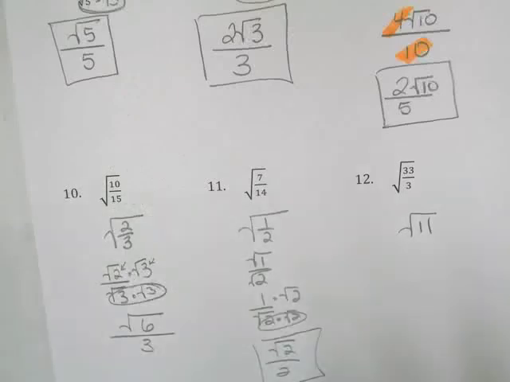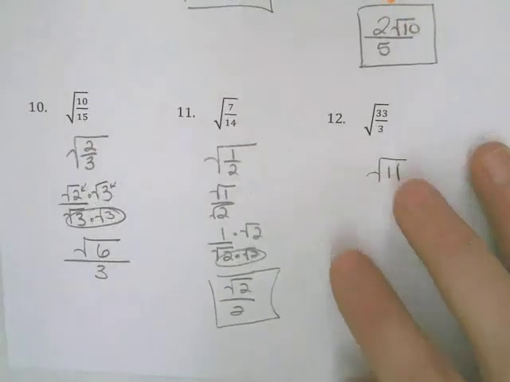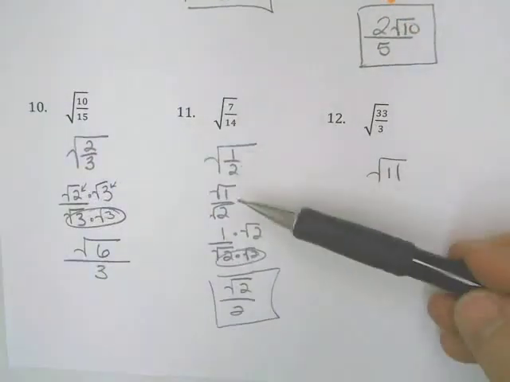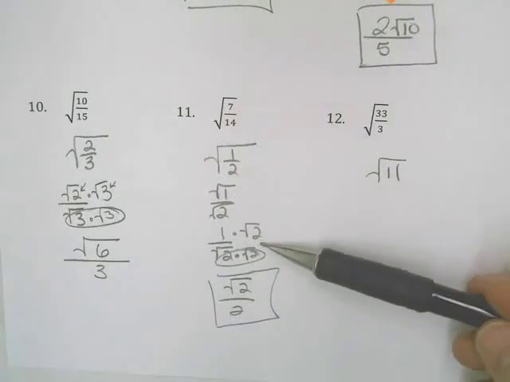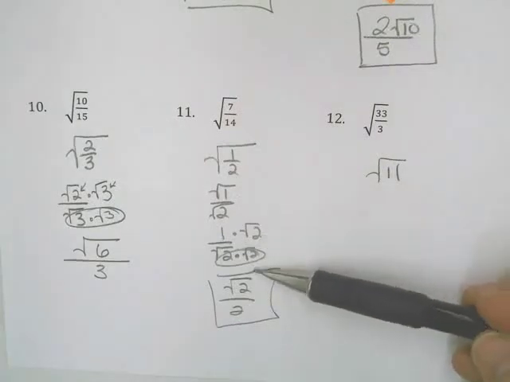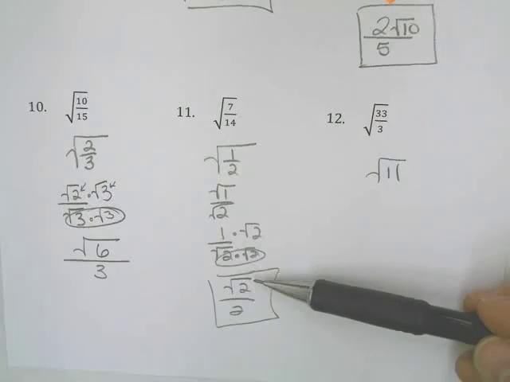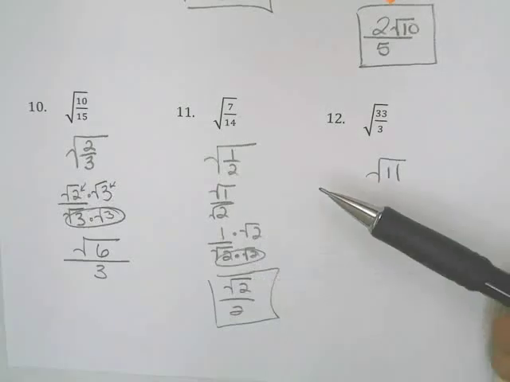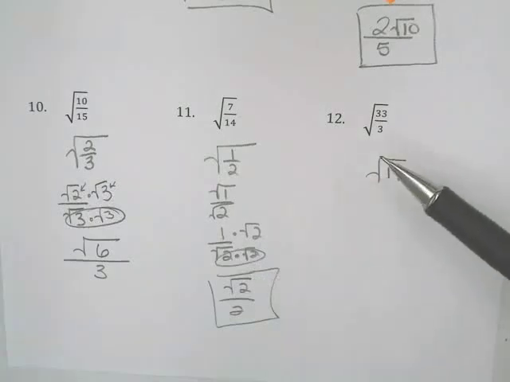So here we have square root of 1/2, and I work it out. I multiply by the square root of 2 on top and bottom, so I get the square root of 2 over 2 because I had 1 pair of 2s. For number 12, this one was actually relatively easy because 33 divided by 3 is 11, and you have no radical on the bottom, so you're good to go.